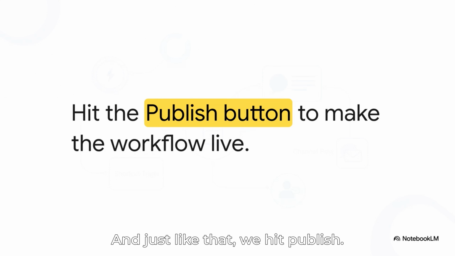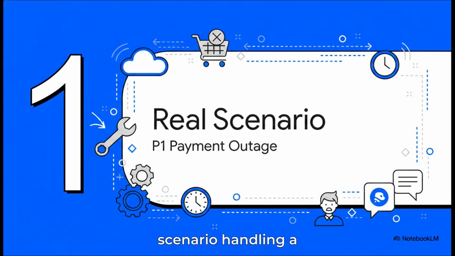And just like that, we hit publish. Our workflow is now live in our simulated workspace. Take a second and think about what we just did here. In a matter of minutes, without writing a single line of code, without begging IT for help, we built a fully functional, multi-step incident routing system. It's fast, it's super intuitive, and it completely standardizes how our team is going to handle emergencies from here on out. Real scenario, handling a P1 payment outage.